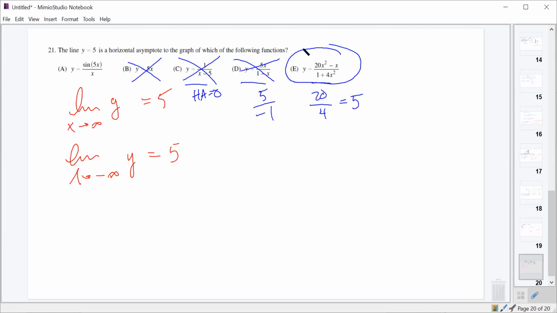And then if we were to look at A, if we were trying to plug in an infinite value to this, the sine of infinity is just oscillating back and forth between -1 and 1. And so if we take that and divide it by some very, very large number, those values are going to be very, very small. They're going to be very close to 0. And clearly it's not going to be approaching 5. Right? Sine of 5 times infinity is the same as the sine of infinity. So that one doesn't make any sense either. But regardless, it was choice E. Any questions on that one?